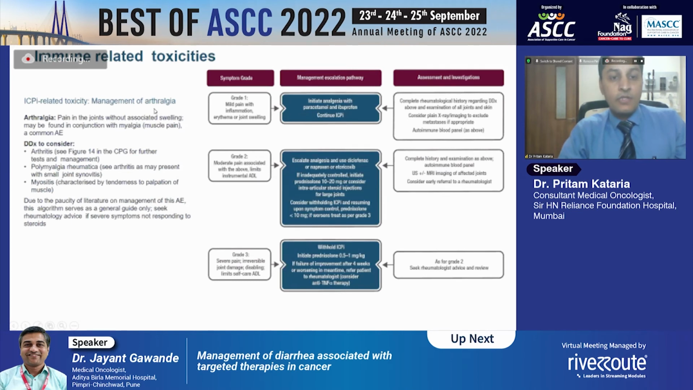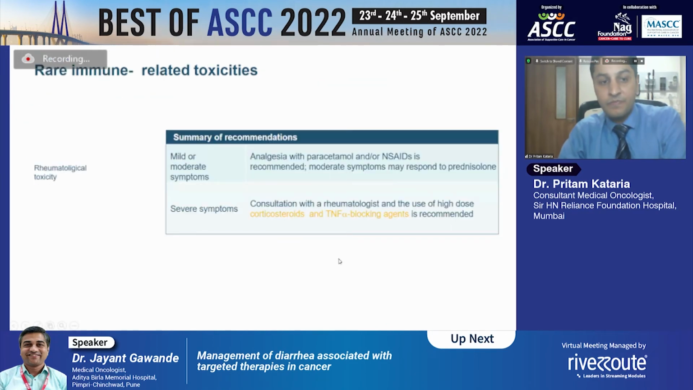Now, other rare toxicities, arthralgia. If it's a grade 1 arthralgia, we should start these patients on paracetamol or brufen. If it's a grade 2, that is moderate pain, in that situation, we should be starting this patient on NSAIDs. But if there's no improvement with NSAIDs, then we should start this patient on oral prednisolone. If it's a grade 3 toxicity, we should hold the immunotherapeutic agent and start the patient on oral prednisolone.